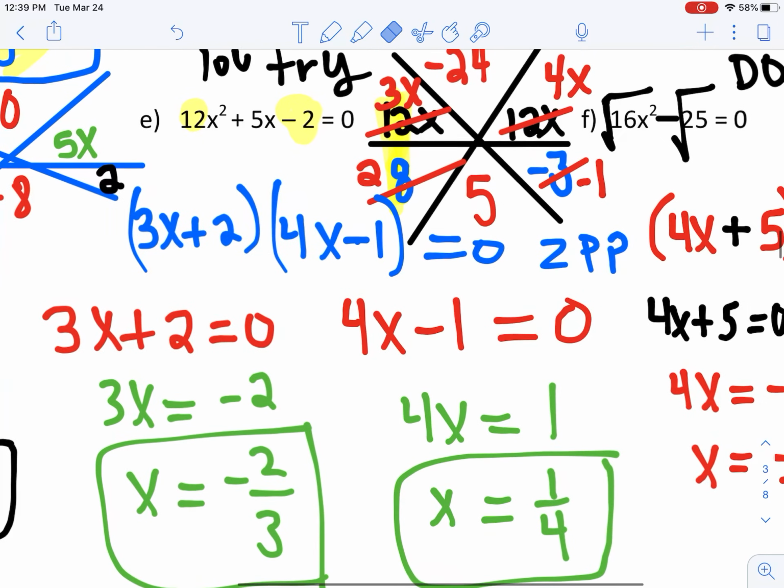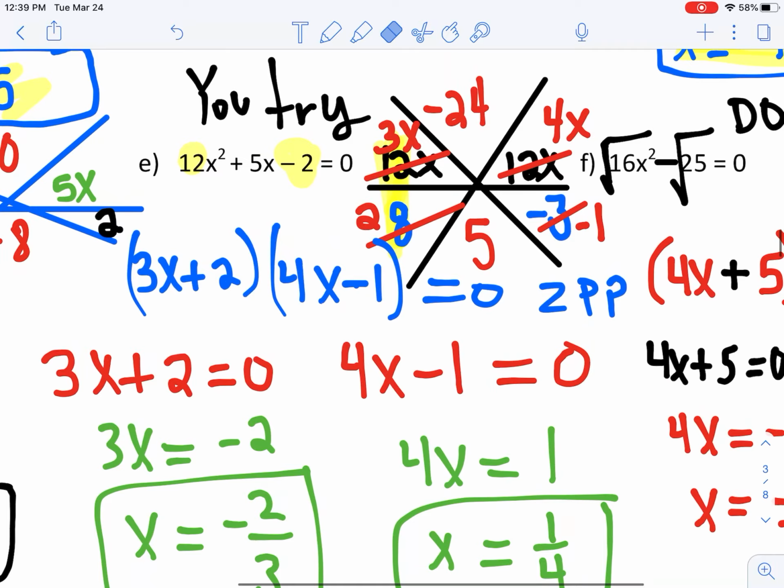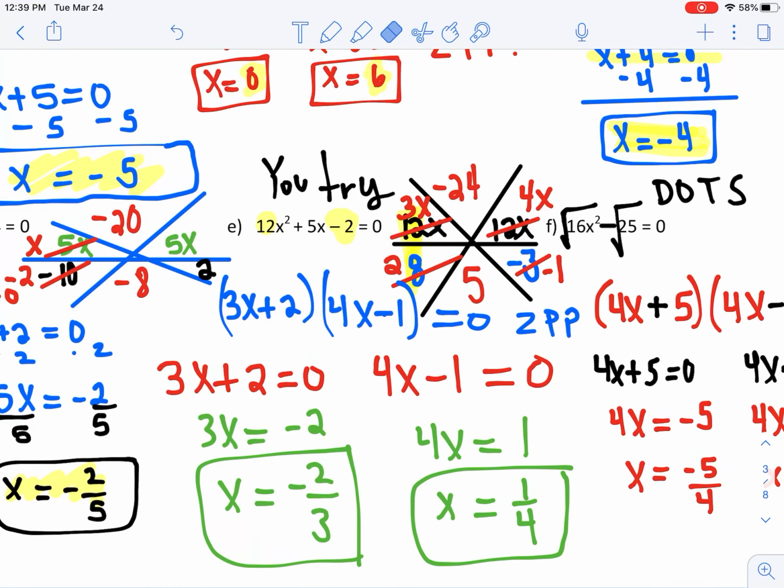All right, example E, we did the same thing. We look for a GCF first. There isn't one, so 12 times -2 is -24. b goes on the bottom. And then you get your factors and set them equal to 0.